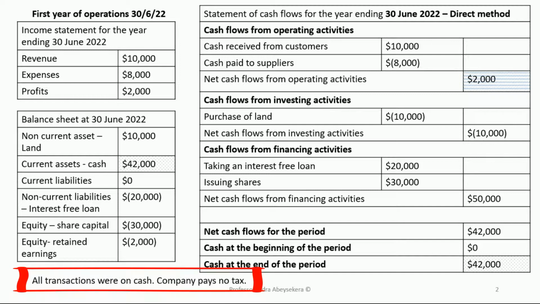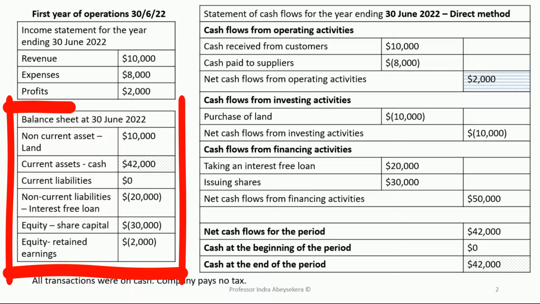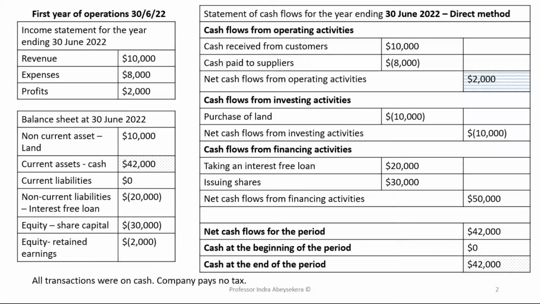And the balance sheet at 30th of June 2022 is shown as non-current assets with the land 10,000, current assets cash 42,000, current liabilities 0, non-current liabilities with an interest-free loan of 20,000, equity share capital of 30,000, and then retained earnings which are earned during the year as shown in the income statement of 2,000.